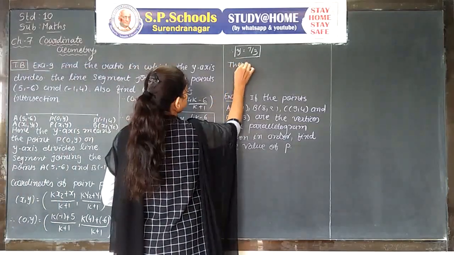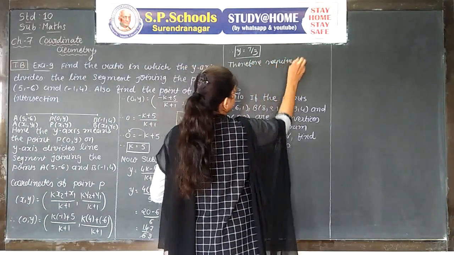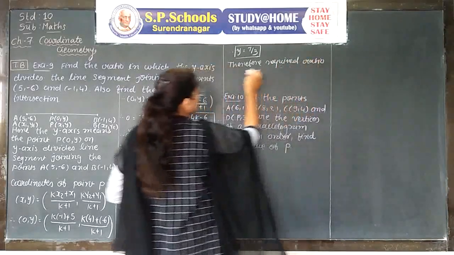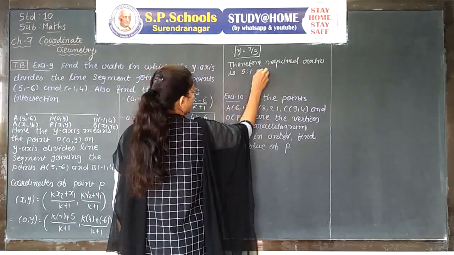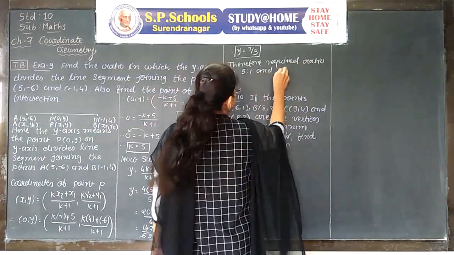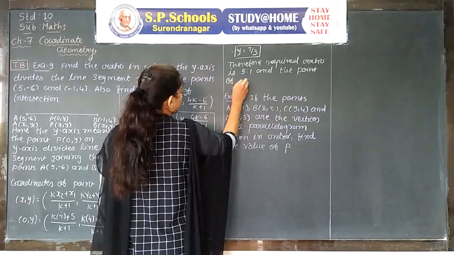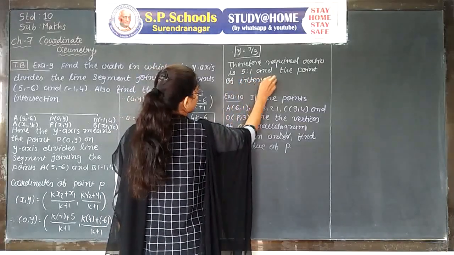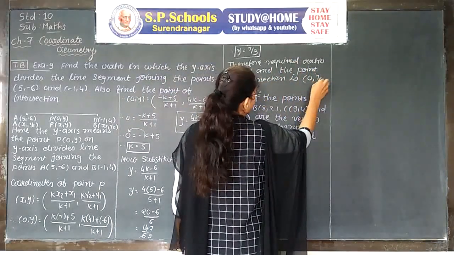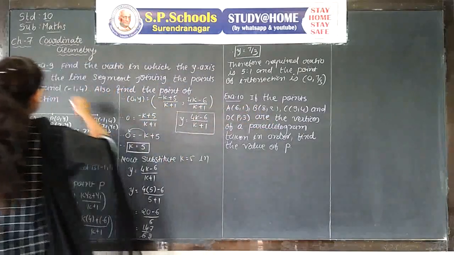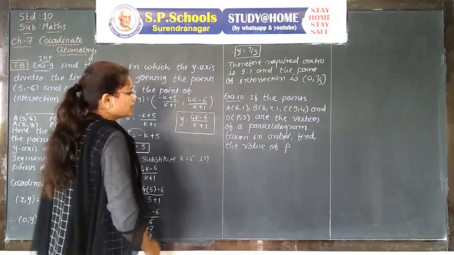Therefore, the required ratio is k to 1, means 5 to 1, and the point of intersection is 0, 7 upon 3. Example number 9 is an important example. Now see the next example number 10.